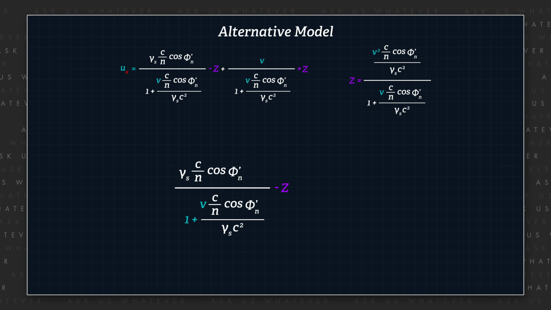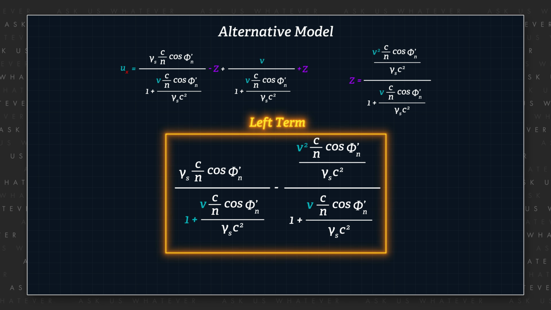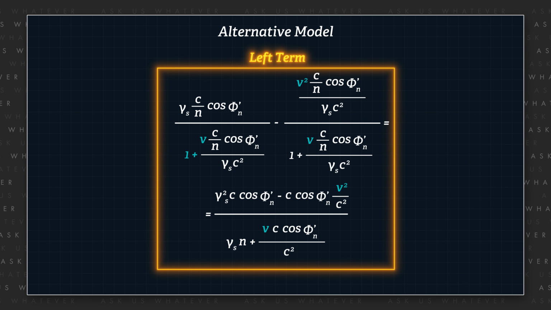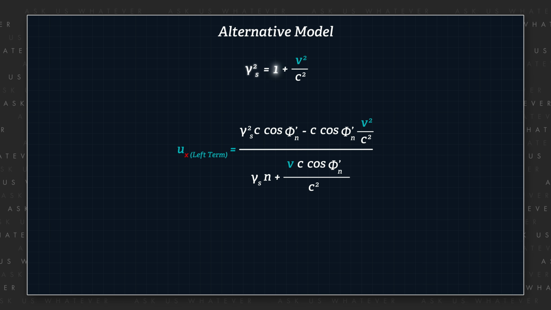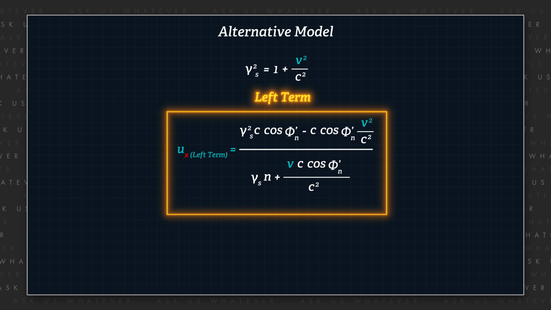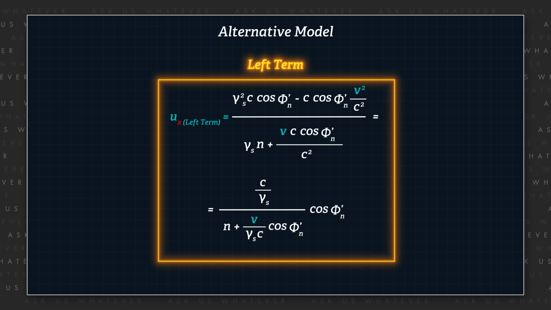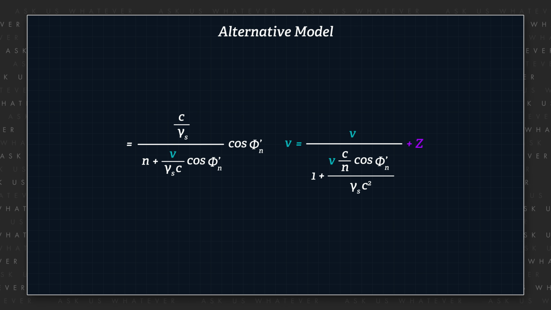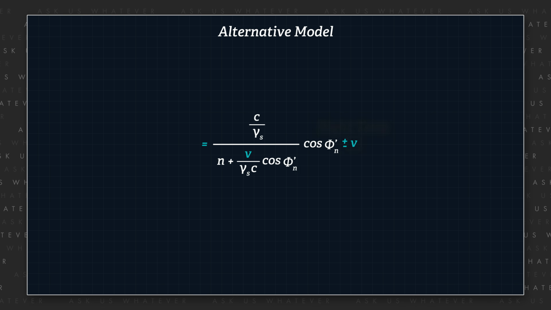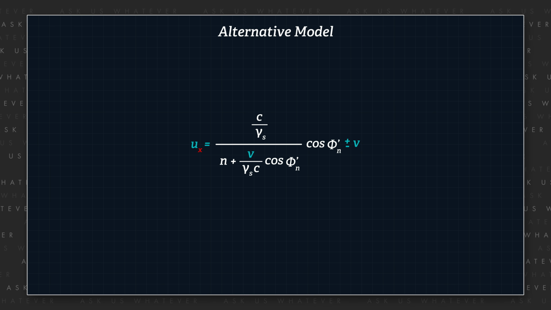Okay, then let's subtract capital Z from the left term of the magical velocity addition formula, and we will now multiply numerator and denominator by gamma s times n and combine terms. And since gamma s squared is 1 plus v squared over c squared, the left term of the magical velocity addition formula becomes the refractive term of our linear velocity addition formula. Well, look at that! And since the right term of the magical velocity addition formula is now v, we get the x component of velocity in frame s.